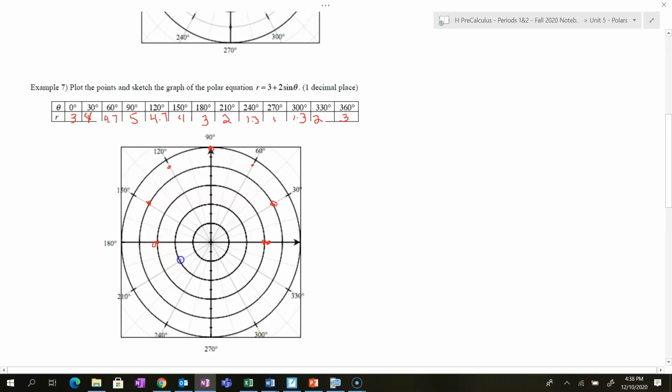210 is down at 2. And 240 is at 1.3. 270 is at 1. 300 is back at 1.3. 330 is back at 2. And then there we go.